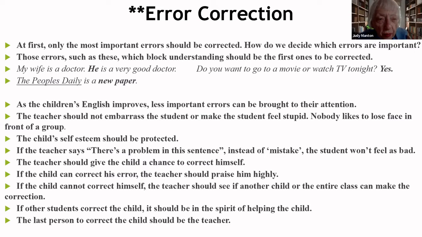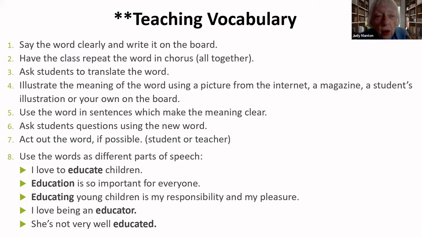Teaching vocabulary. Say the word clearly and write it on the board. Have the class repeat the word in chorus. That means all together. Ask students to translate the word. Illustrate the meaning of the word using a picture from the internet, magazine, or student's illustration or your own on the board. Use the word in sentences, which make the meaning clear. Ask students questions using the new word. Act out the word if possible. The student can do that, or the teacher.